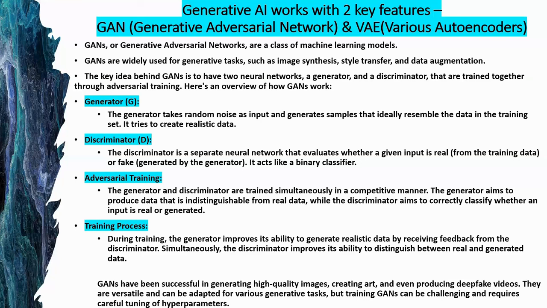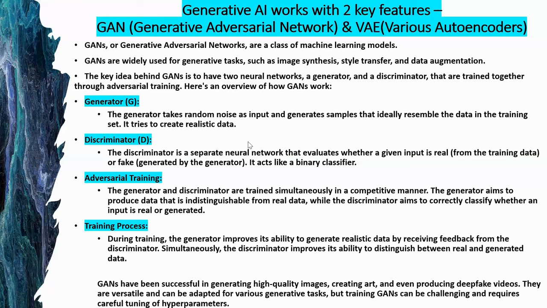The key idea behind GANs is to have two neural networks. In GANs, you always need to understand a few concepts: generator, discriminator, adversarial training, and the training process. So we have the generator. The generator takes random noise as input and generates samples that ideally resemble the data in the training set. I hope everybody knows that when you build a model, we need to train on data, and then the model generates, isn't it? The same way with the generator. So this is the way GANs work: we have two neural networks. One is the generator. It takes random noise as input and generates samples that ideally resemble the data in the training set. It tries to create realistic data, guys.